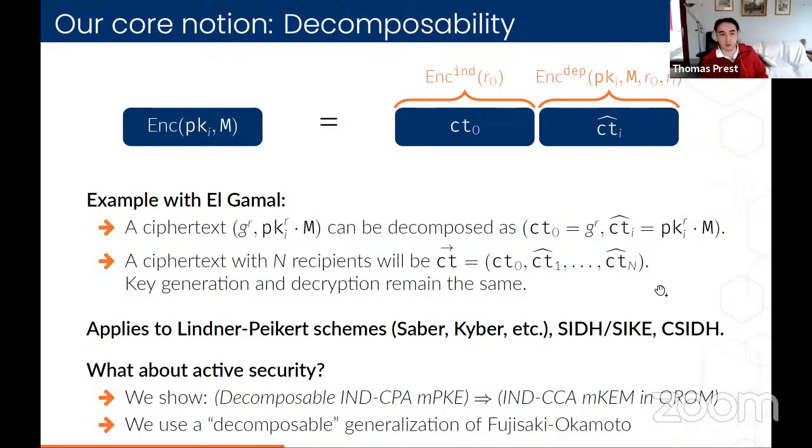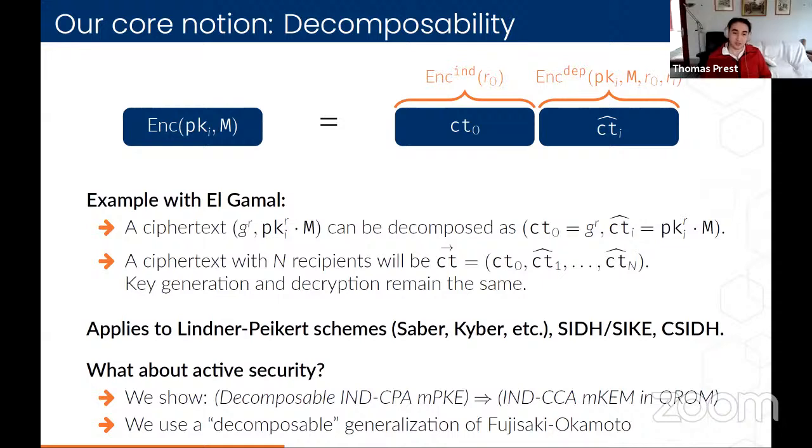Then we put forward multi-recipient PKE, where the ciphertext with n recipients will be CT, where you have the same CT0 for all the users, and then you only repeat the CT_i hat. Key generation and decryption remain the same. This is interesting in a post-quantum world, because this applies to Lindner-Peikert schemes, such as Saber, Kyber, and so on, to the isogeny-based candidate CSIDH, and also to the scheme CSI-FiSh.